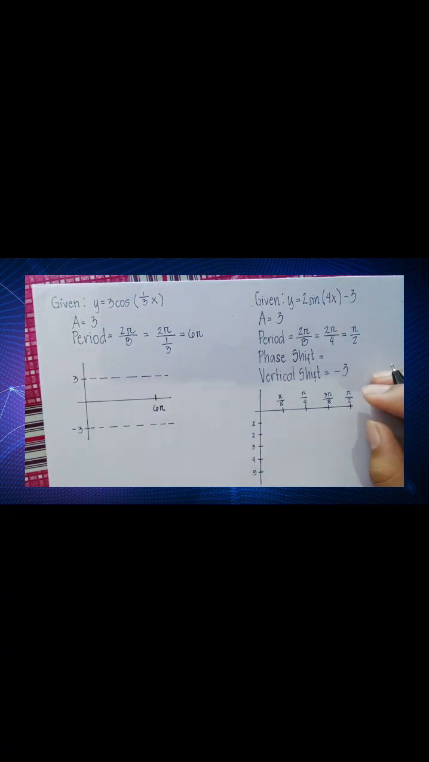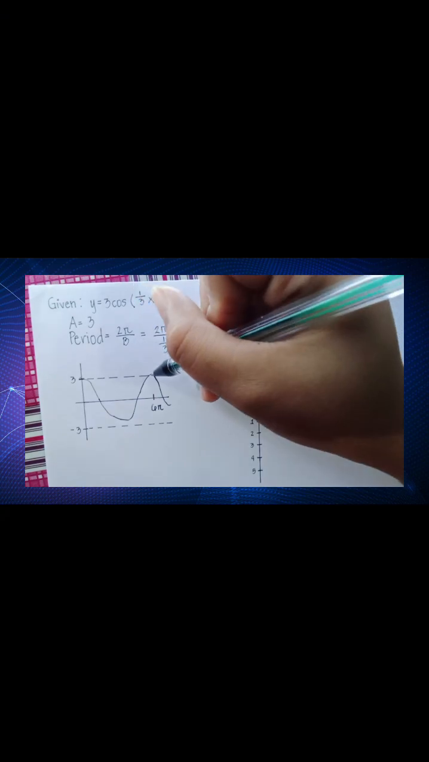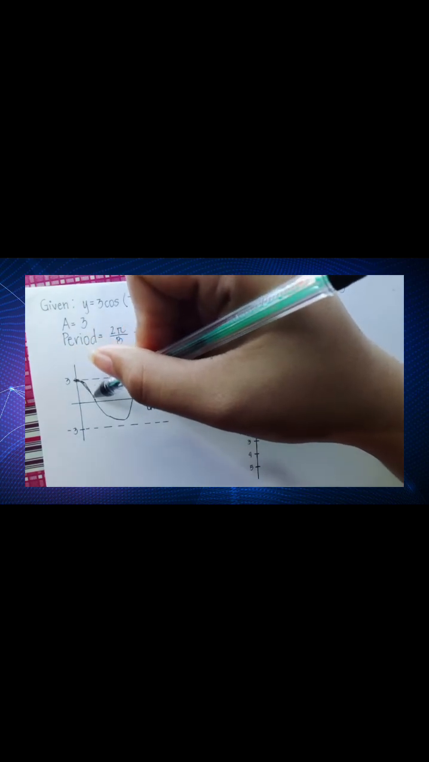So we put the 6 pi at the x-axis for our sine, where we put the point, or tuldok. So yeah, we put the 6 pi, and then after that we draw the wave for the final answer.